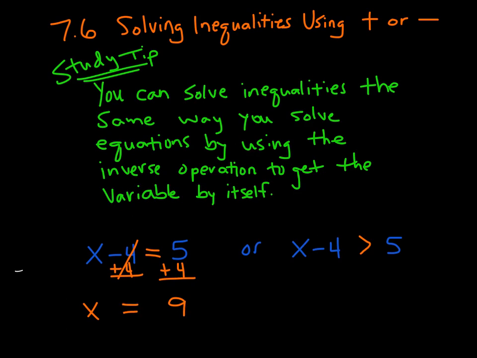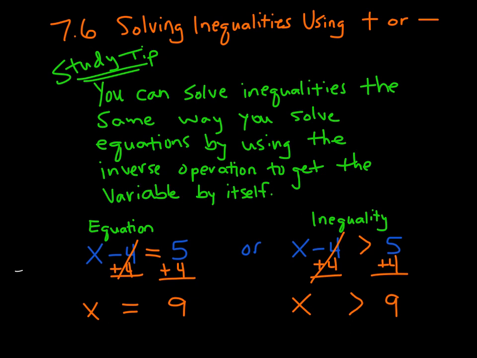Looking over here, if I had x minus 4 is greater than 5, this is an inequality. I would add my 4, get 0 out of it, but I would also add my 4 on this side of the inequality. 5 plus 4 is 9. I'm left with my x over here, and my inequality would stay greater than. So that's the only difference: this one on the left is an equation, and this one on the right is an inequality. This is what this section is about, and I'm going to show you example 1.